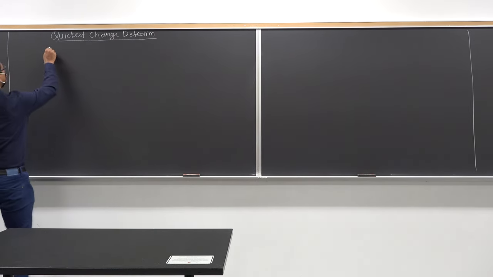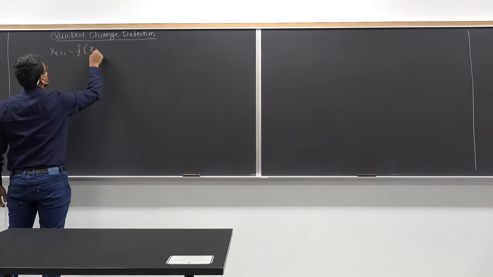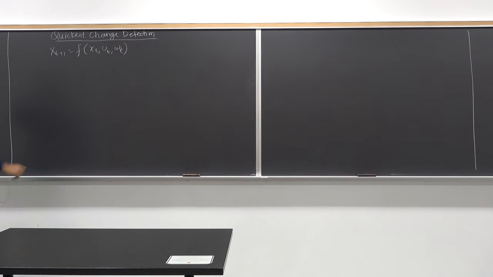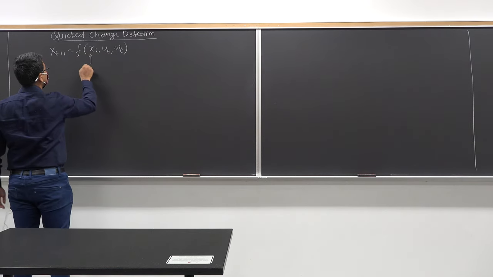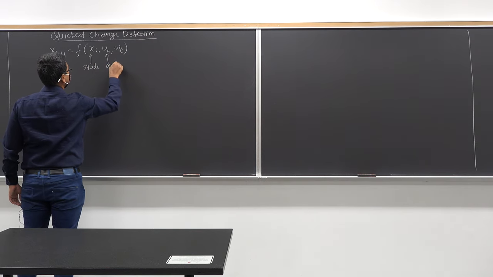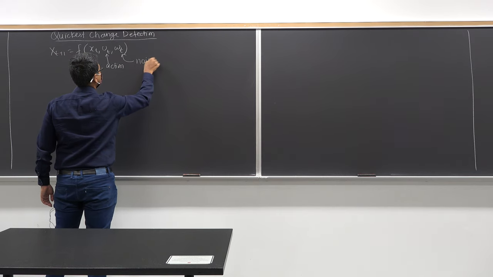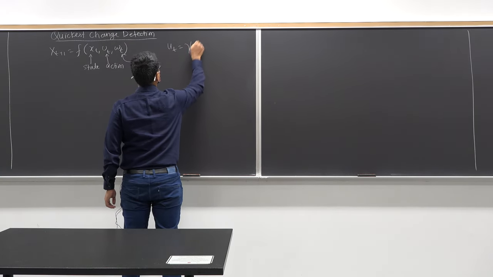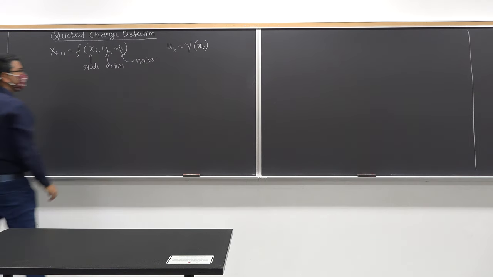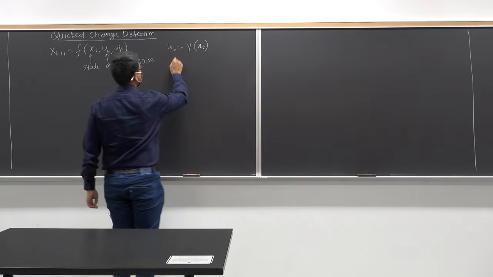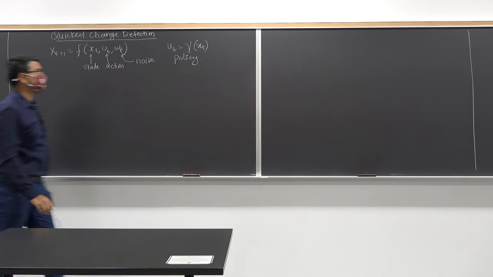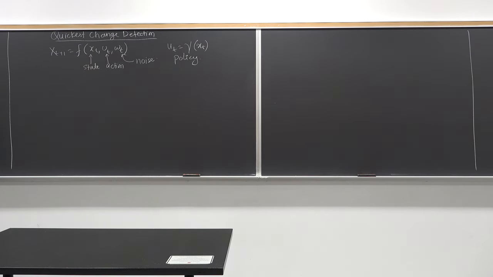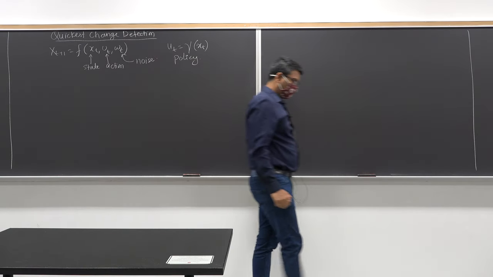So we have this process. xt is the state. This is the action. And this is the noise. And of course, we have some policy, ut equals some gamma of xt, which is the control policy. So I have a state, and the policy takes as input the state and figures out what the action should be.